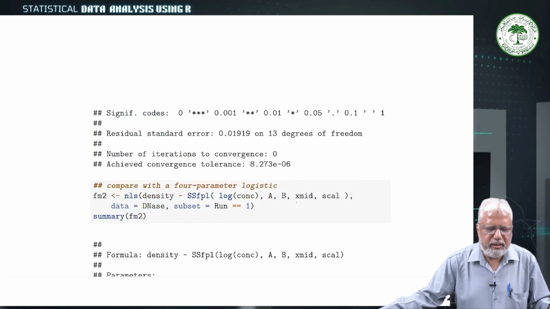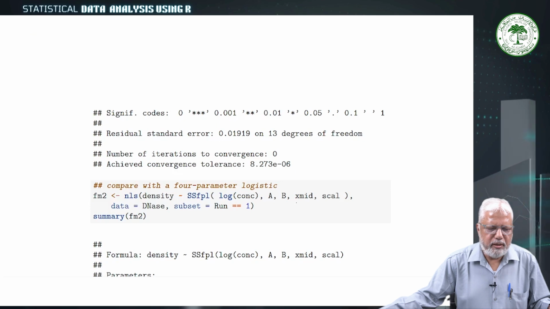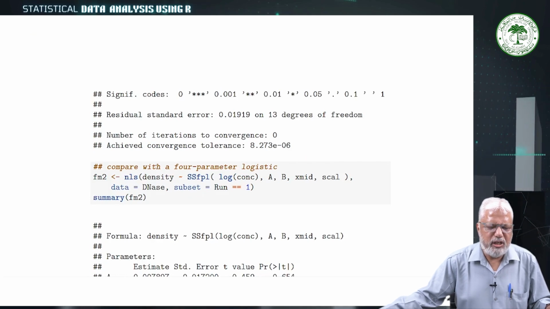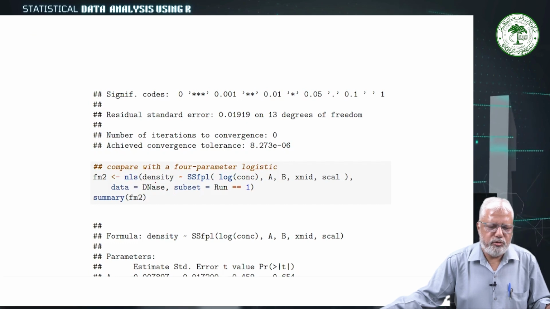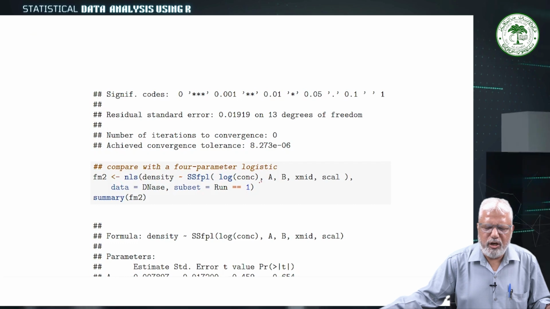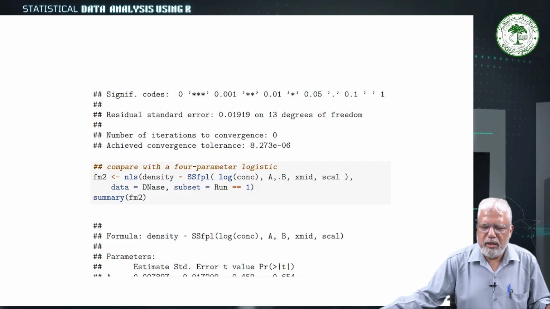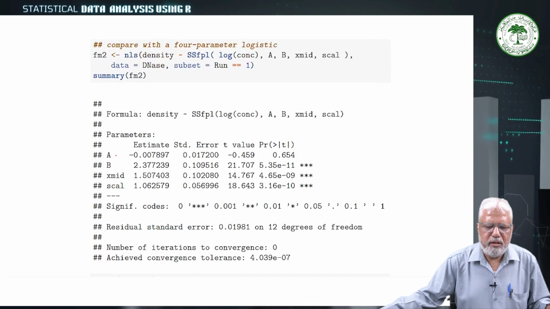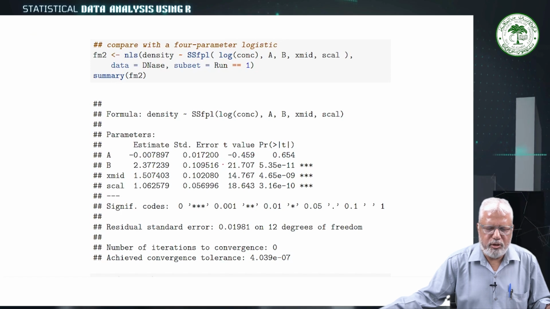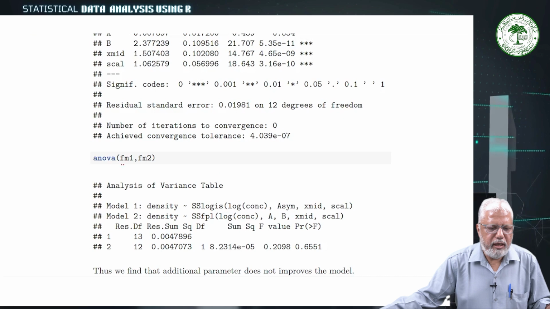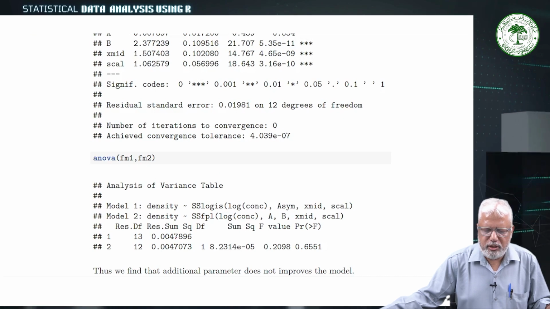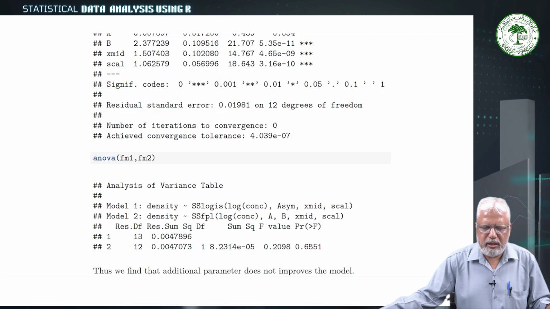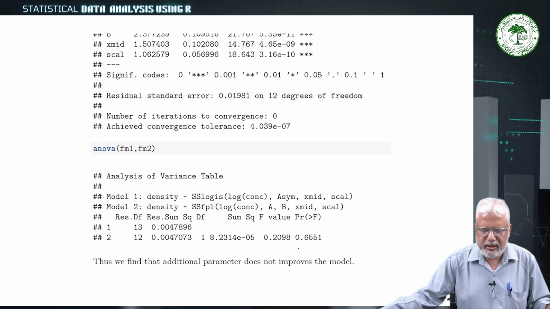So we can compare with the 4 parametric logistic model. nls, it is not a logistic regression model, it is a logistic growth curve model. So here fm2, here subset is equal to 1. Now we have introduced 2 more parameters, A and B and C. These are the results. So introduction of A does not significantly improve the model, so it should be dropped from the model. ANOVA, anova fm1, fm2. When we compare these models, the p value is 0.6551. That means addition of A does not improve the model. So we find that the additional parameter does not improve the model.